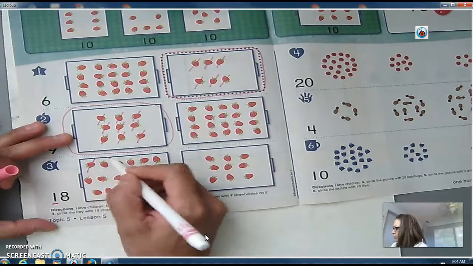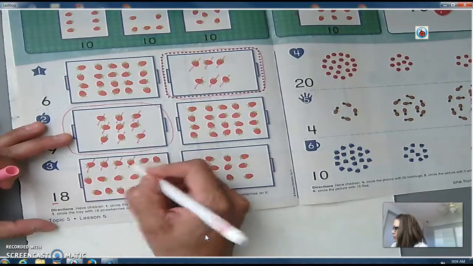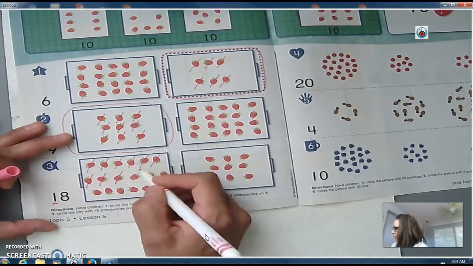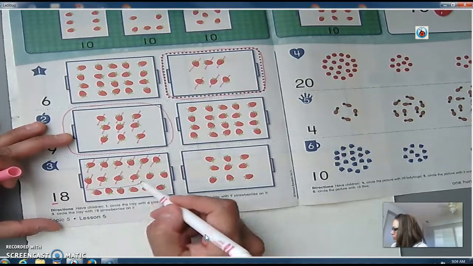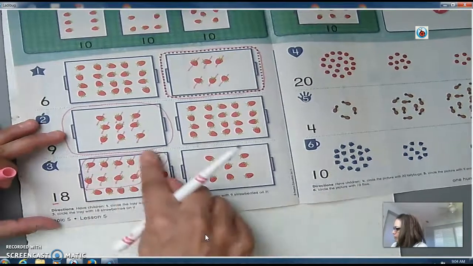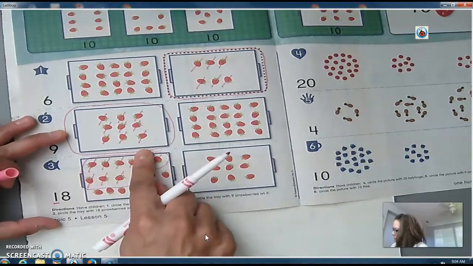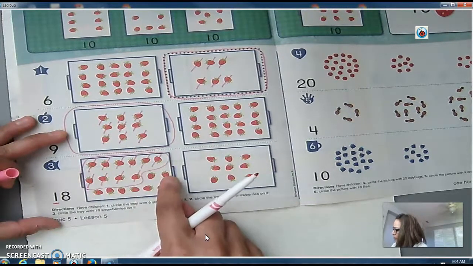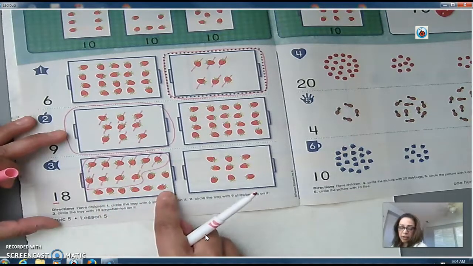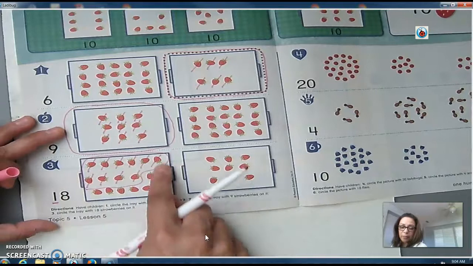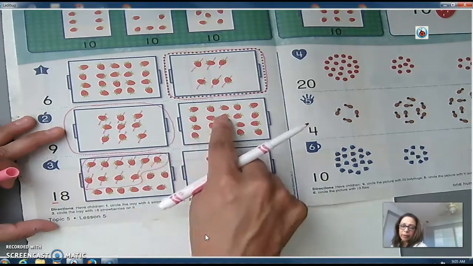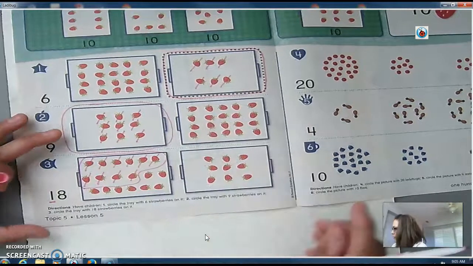Ready? 1, 2, 3, 4, 5, 6, 7, 8, 9, and 10. So let's go ahead and circle those 10. And so we have 10. Can you say 10 here? 10, 11, 12, 13, 14, 15, 16, 17, 18. So 18 is going to look more like this, which maybe even this one kind of looks like that one, right? So maybe 18 is going to look more like this.